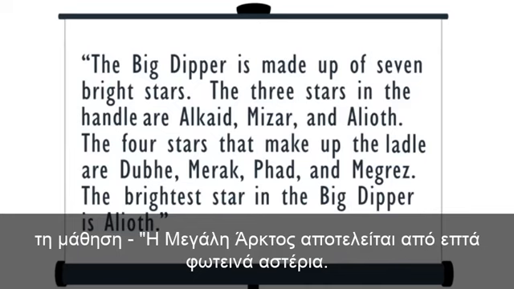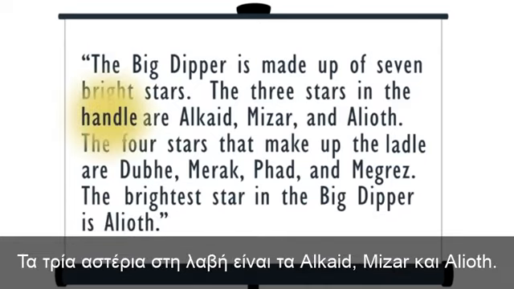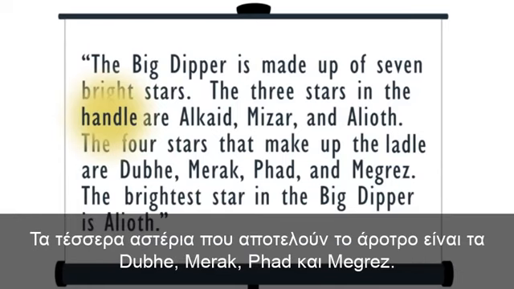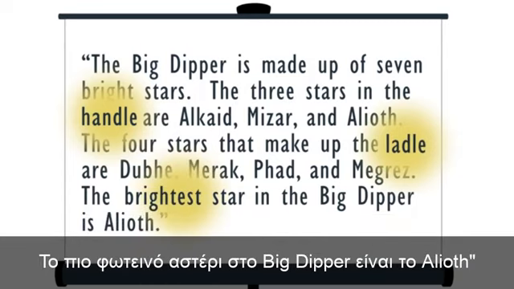The Big Dipper is made up of 7 bright stars. The 3 stars in the handle are Alkaid, Mizar, and Alioth. The 4 stars that make up the ladle are Dubhe, Merak, Phecda, and Megrez. The brightest star in the Big Dipper is Alioth.